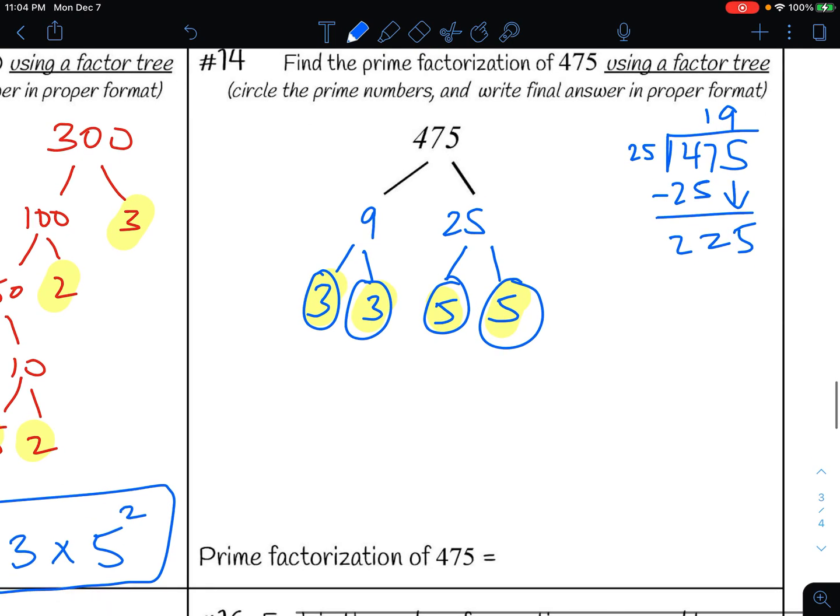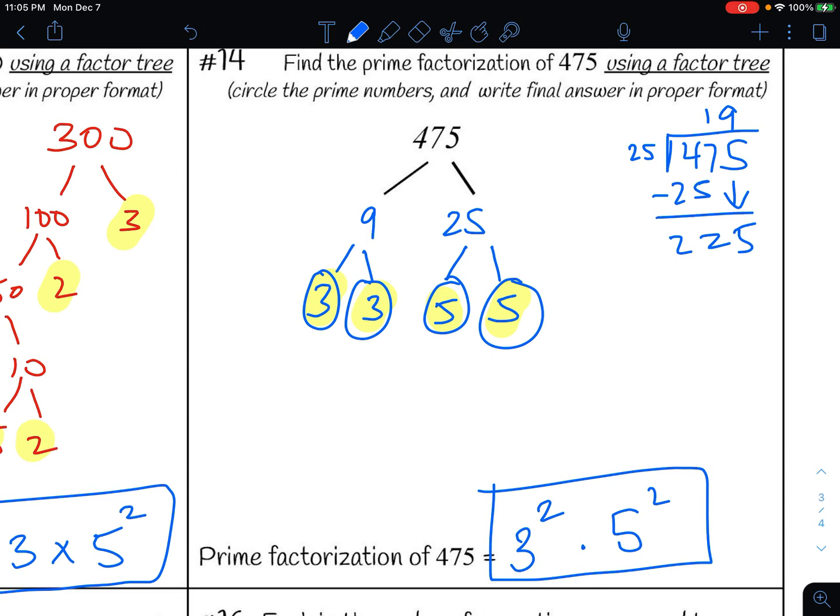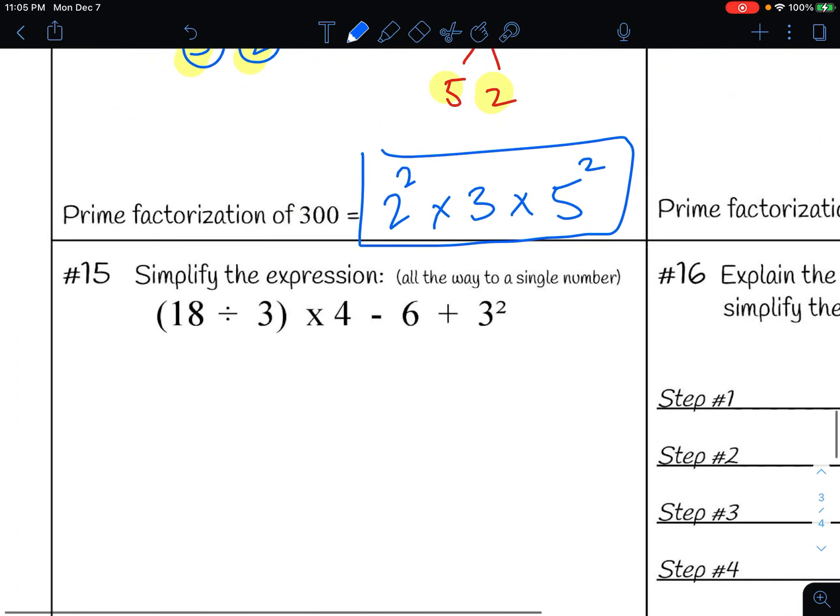And then we write it in proper format. We have a pair of 3's, 3 squared, times 5 squared. Now, sometimes people, instead of using the x, they use the dot, the multiplication dot, and I actually like using that too because it's easier than drawing an x. It takes less time. Yeah, that's the answer to 14. Let's take a look at 15.